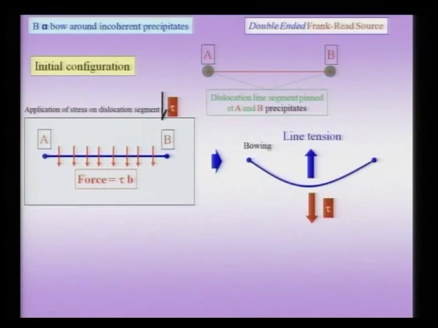So, now suppose I consider an incoherent precipitate, and let me start with this diagram on the right hand side here, wherein these two grey circles are the incoherent precipitates, and this is my dislocation line shown in red. It is pinned at these 2 points, because if my dislocation line is moving, it cannot move into the precipitate as it is incoherent.